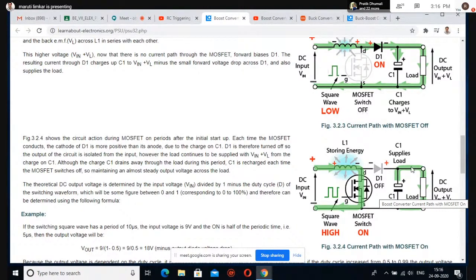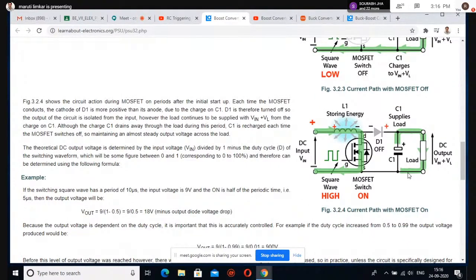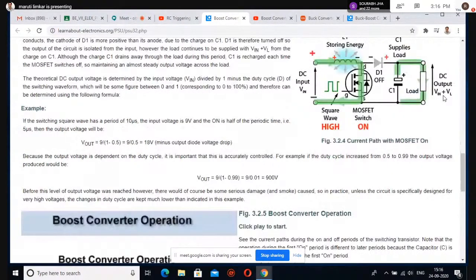So at that time, your DC output voltage is Vin plus VL, where VL is equal to L into di by dt. So it means your output voltage is greater than the input voltage. So this is the operation of the boost converter.